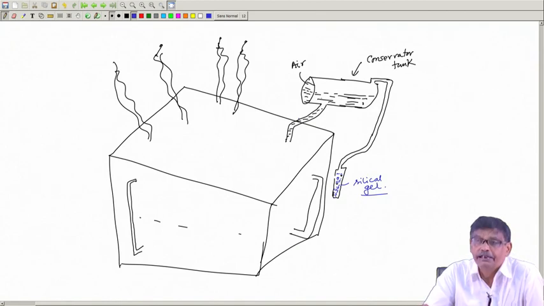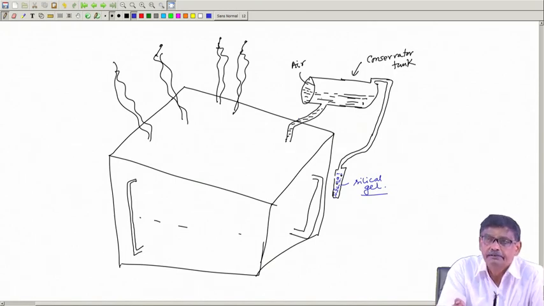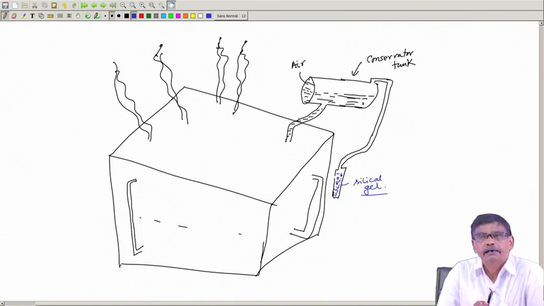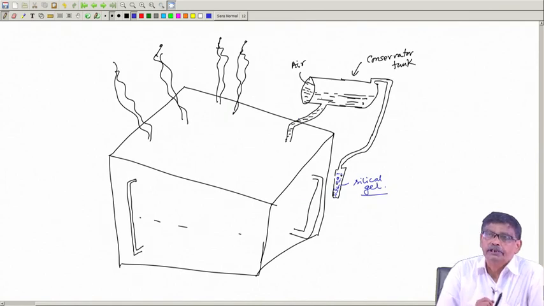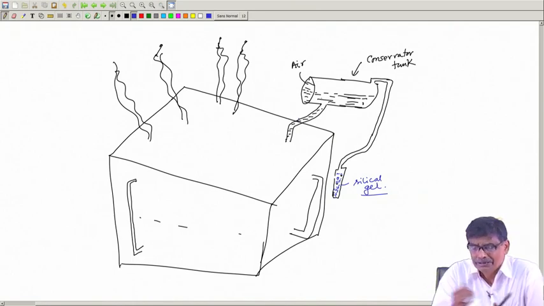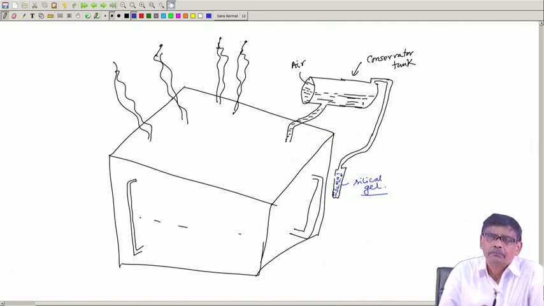And this atmospheric air, if it contains moisture, that moisture will be sucked in and it will get in touch with the oil, and therefore, oil property will drastically deteriorate. It will form sludge, thicker it will become, and its dielectric property will also decrease.